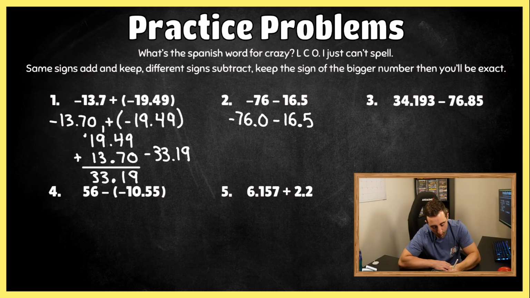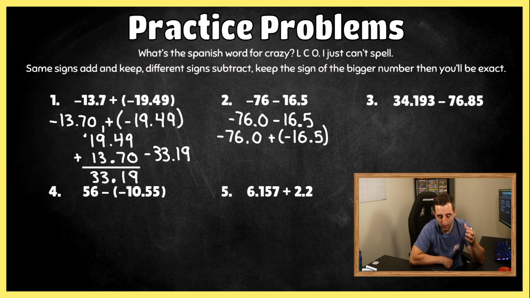So we're going to leave the first one alone. We're going to change subtraction to addition, and 16.5 is going to turn to its opposite, and now it's negative. Okay, now we have an addition problem. We're utilizing our song. It looks like we're utilizing the first half again, same signs, add and keep.